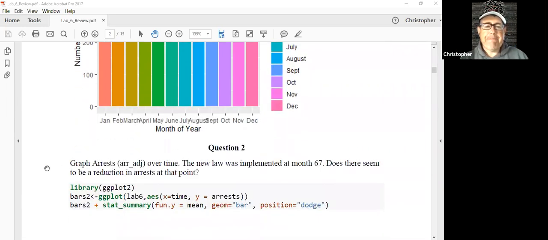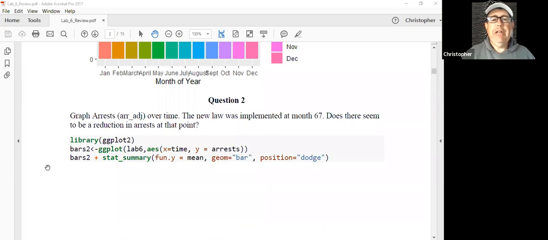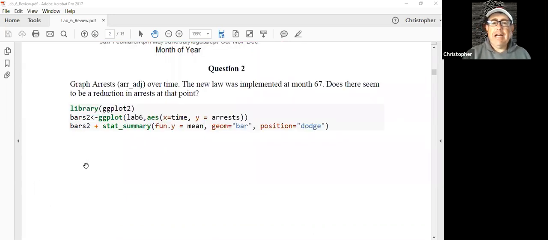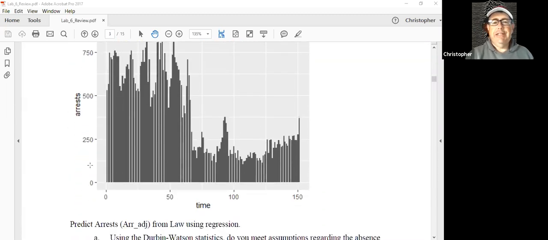Anyway, it's useful just to get a look at the data to start with, to see if you see any obvious trends. The next question: here we're graphing arrests over time, and each month is a unique time period from 1966 to 1977 or so. One thing to note here, the new law was implemented at month 67. So if we look at this graph, you can see, right, there's a big jump. We went from a lot of arrests to a lot fewer arrests. And that happens right around the time that the law was introduced. You see that big drop.